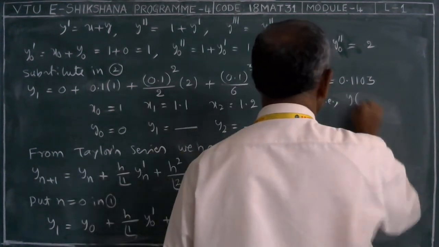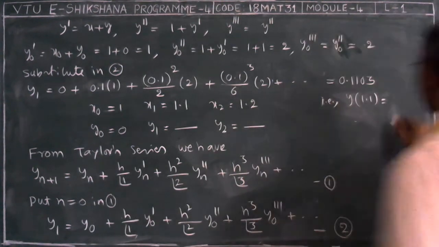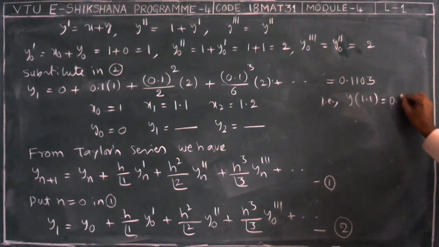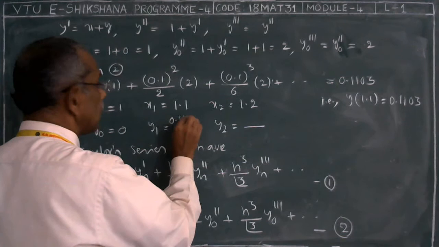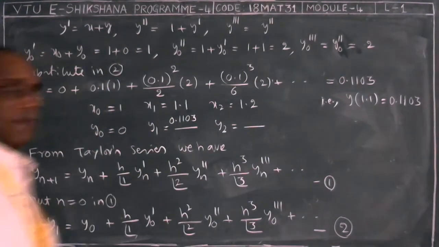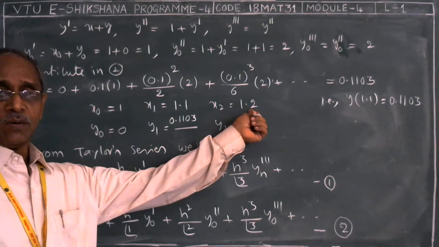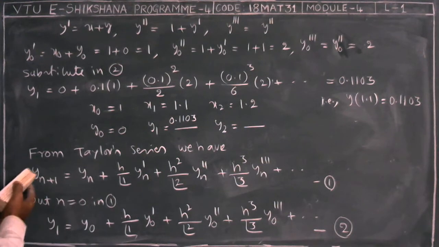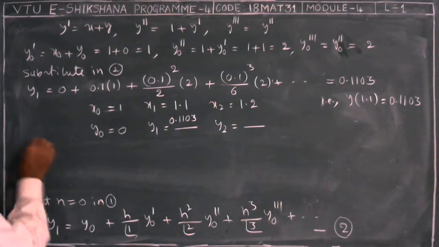That is, y at x is equal to 1.1 is 0.1103. So I can fill this blank now. Next I have to compute y2 numerically, the value of y at x is equal to 1.2. So what do I have to do? I have to fix n is equal to 1 in 1 and proceed. So I will remove this. Okay. Good. I need this, so I will retain it.